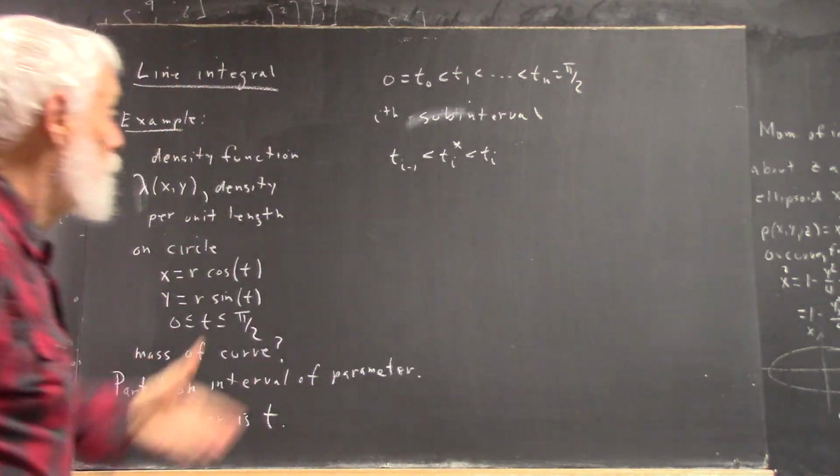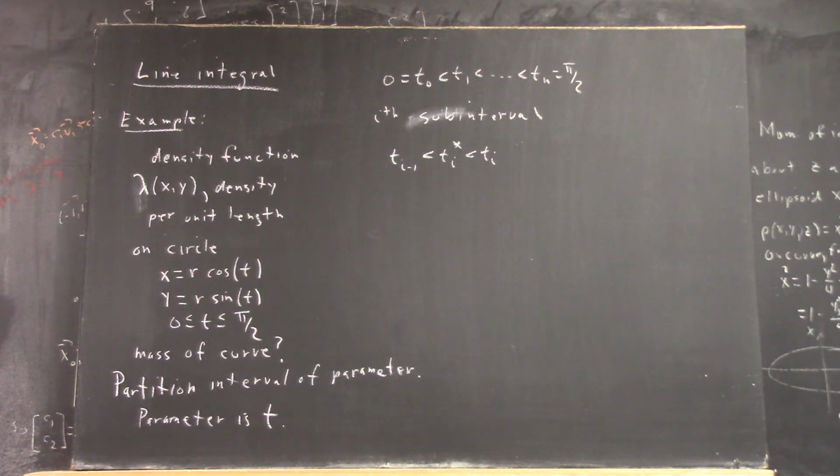Okay, we partition. So, what do we do with that interval? What do we know about that interval relevant to what we're trying to find?